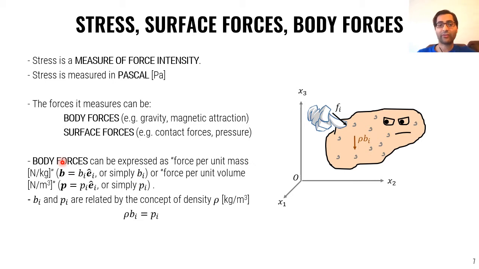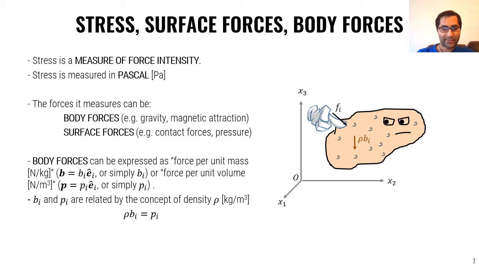Body forces can be expressed as force per unit mass that we show by B or B_i, or just simply B_i in index notation. Or it can be force per unit volume that we show by P, or again P_i, or simply P_i. And the body density rho relates these two expressions for the internal forces. Simply rho multiplied by the force per unit mass is equal to force per unit volume.